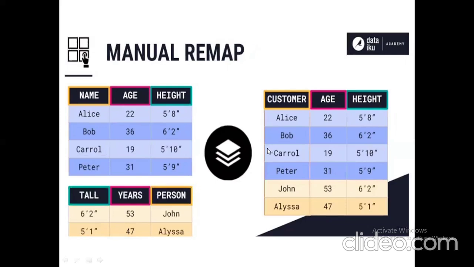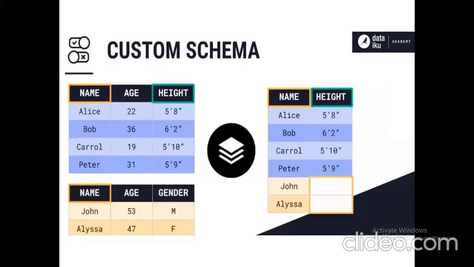Then manual remap. For example, with name, age, height, where the column names are different in between, we can map them manually. We have to select the mapping. For example, person maps to name, years maps to age, tall maps to height. We manually map like that to generate the output.